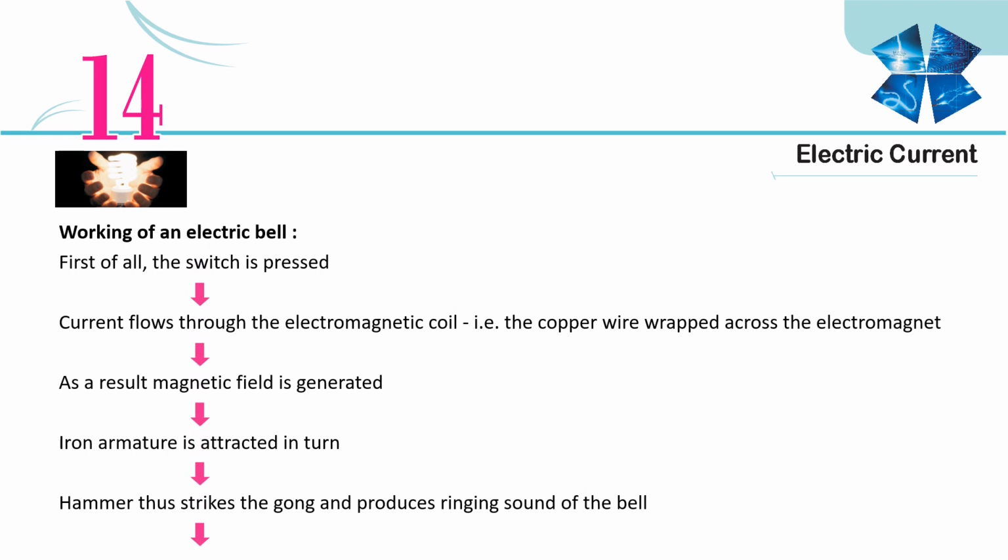Working of an electric bell. First of all, the switch is pressed. Current flows through the electromagnetic coil, that is, the copper wire wrapped across the electromagnet. As a result, magnetic field is generated. Iron armature is attracted in turn. Hammer thus strikes the gong and produces ringing sound of the bell.